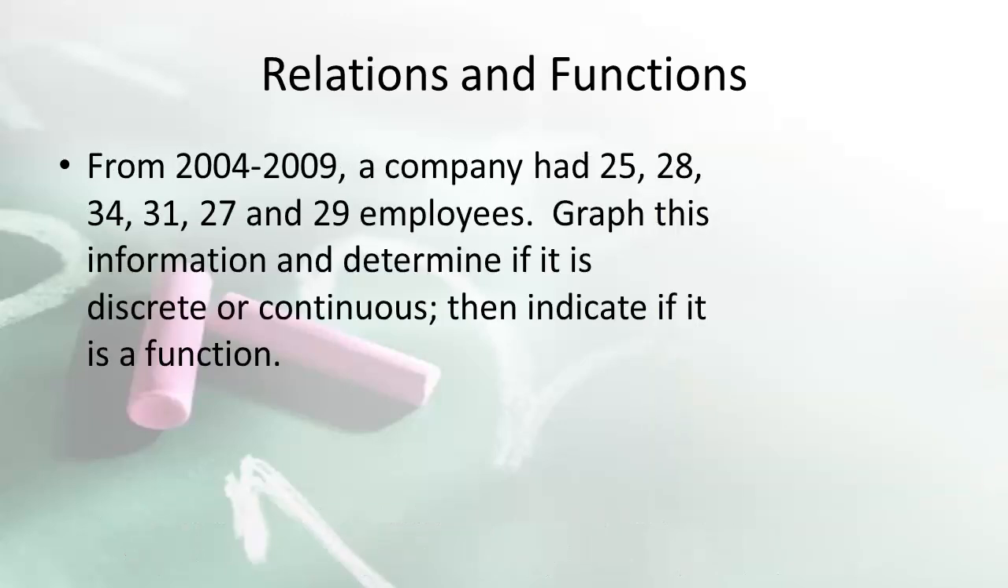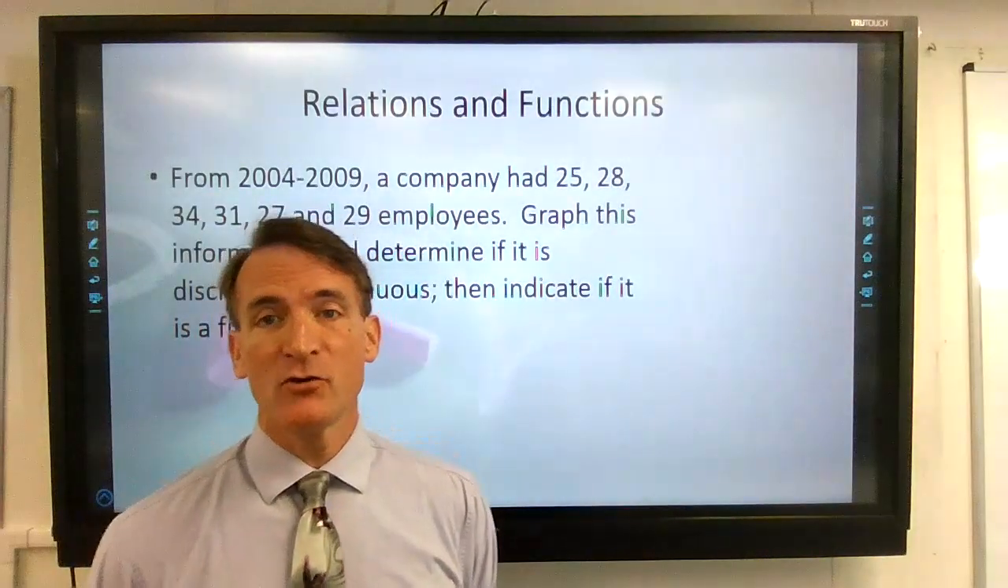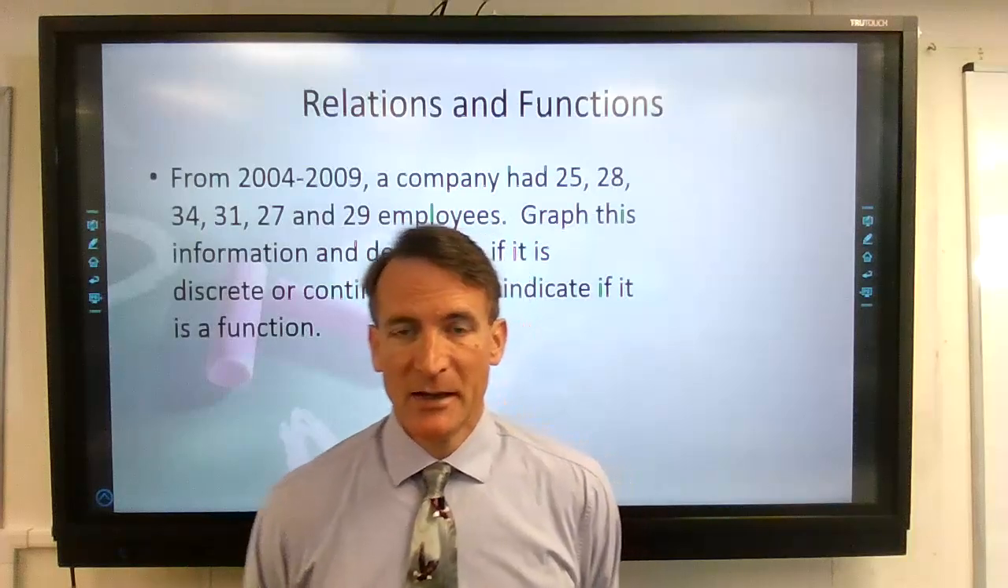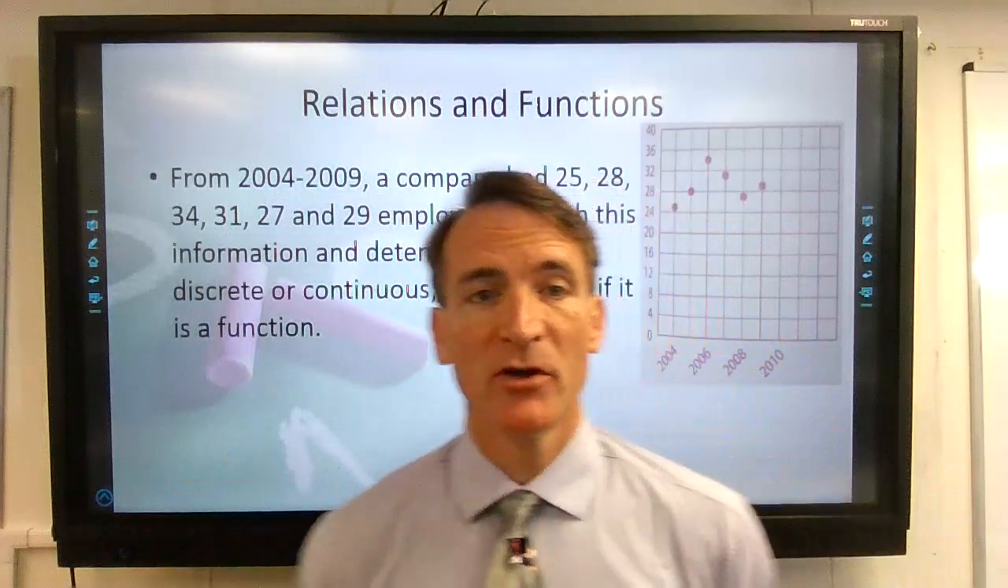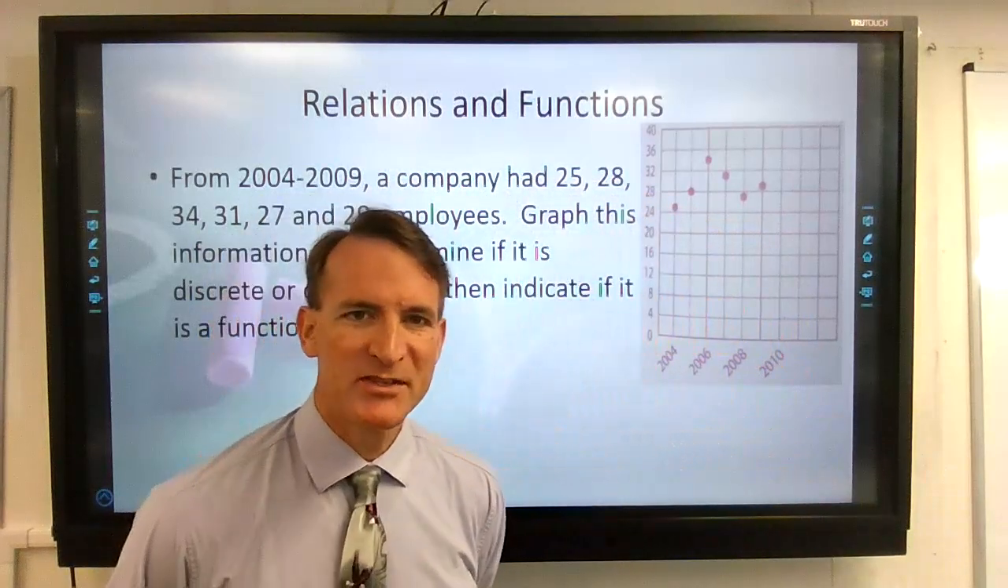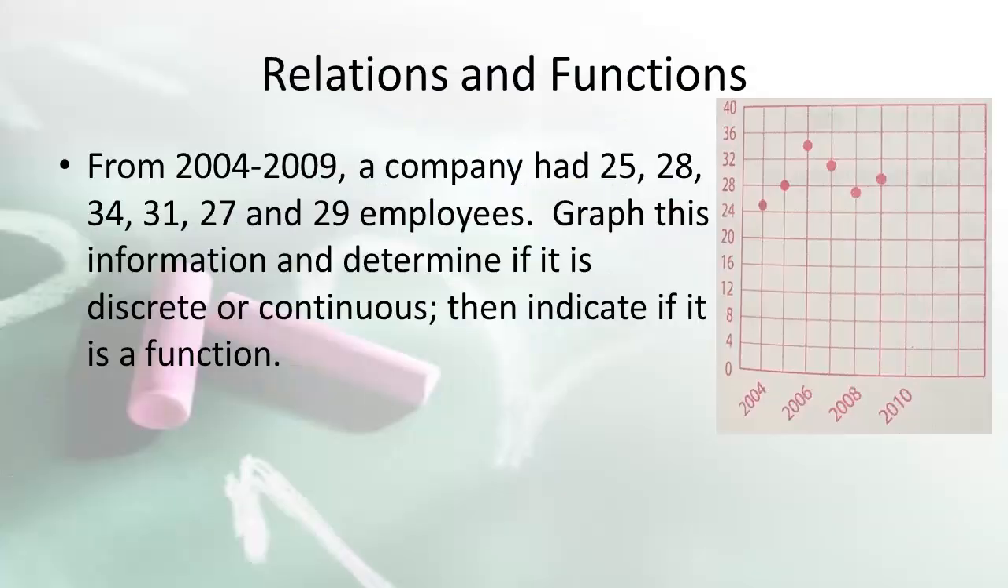Let's try a word problem. From 2004 to 2009, a company had 25, 28, 34, 31, 27, and 29 employees. Graph this information and determine if it is discrete or continuous. Then indicate if it is a function. So very quickly graph those values and then answer the two questions that I have there. So let's take a look at the graph. Your graph should look something similar to this. You might have a slightly different scale, but you should have those same values.